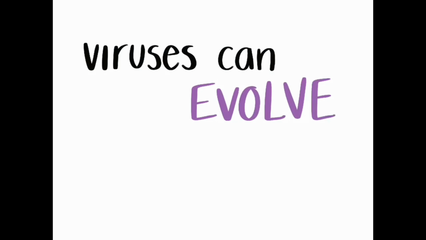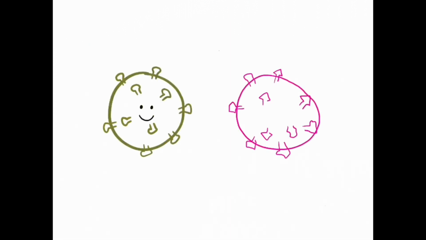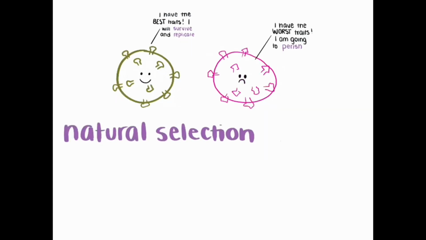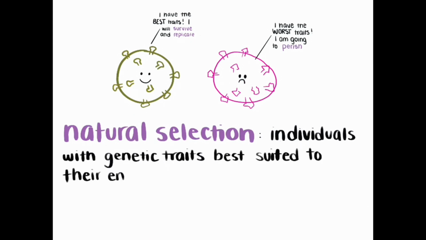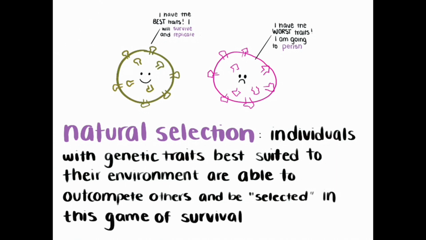What's more, viruses can evolve, just like all the living organisms that inhabit our planet. Viral evolution is important because it enables a virus to adapt, spread, and potentially cause a pandemic. Viruses with traits that improve their ability to survive and replicate are able to persist longer and reproduce more rapidly than viruses lacking these traits. This is a result of natural selection, a process in which the individuals with genetic traits best suited to their environment are able to outcompete others and be selected in this game of survival.